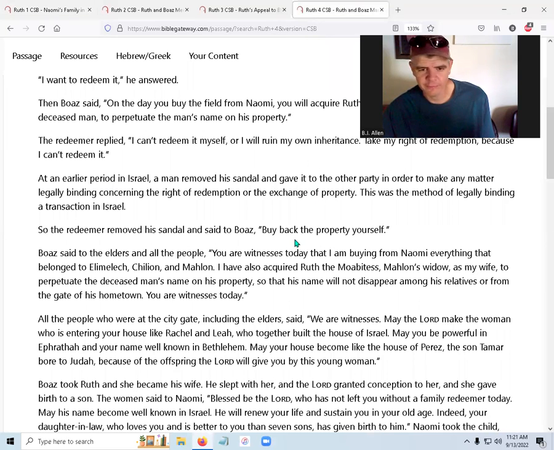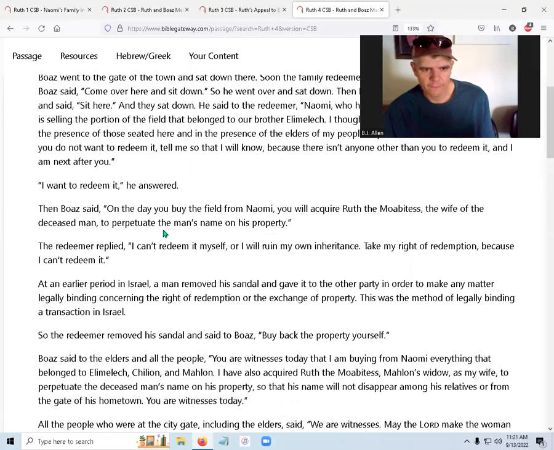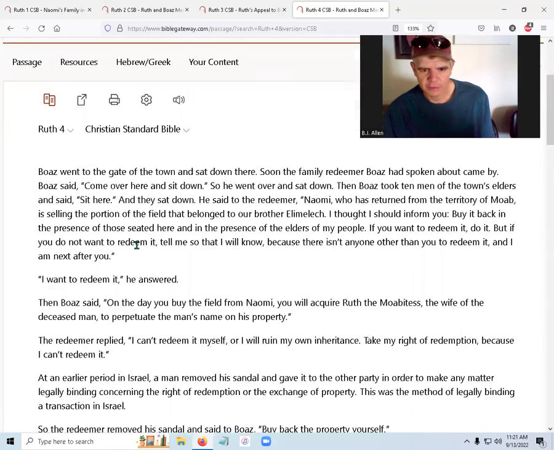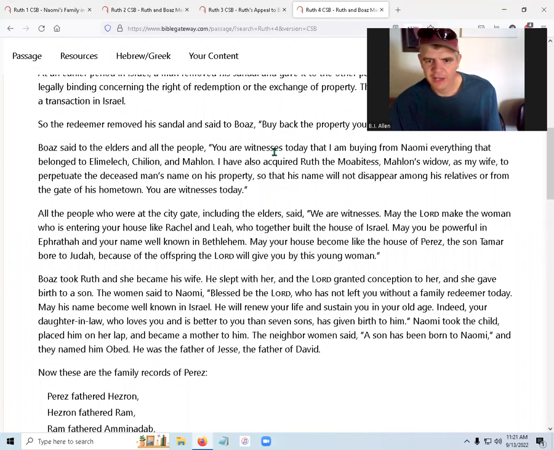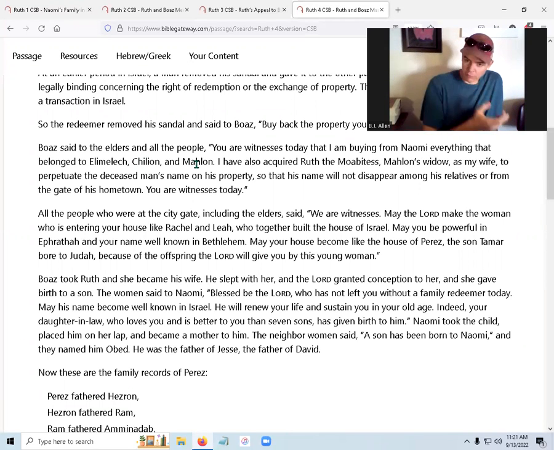Okay, chapter 4. "You are witnesses today that I am buying from Naomi everything that belonged to Elimelech, Chilion, and Malin." It doesn't tell us who the older born son was, who's going to get the inheritance, who gets the birthright. I assume the father would give most of his stuff to the older son and some of it to the second born son. They're not allowed to just, to my knowledge, give everything to the firstborn son and just squander the rest of it.